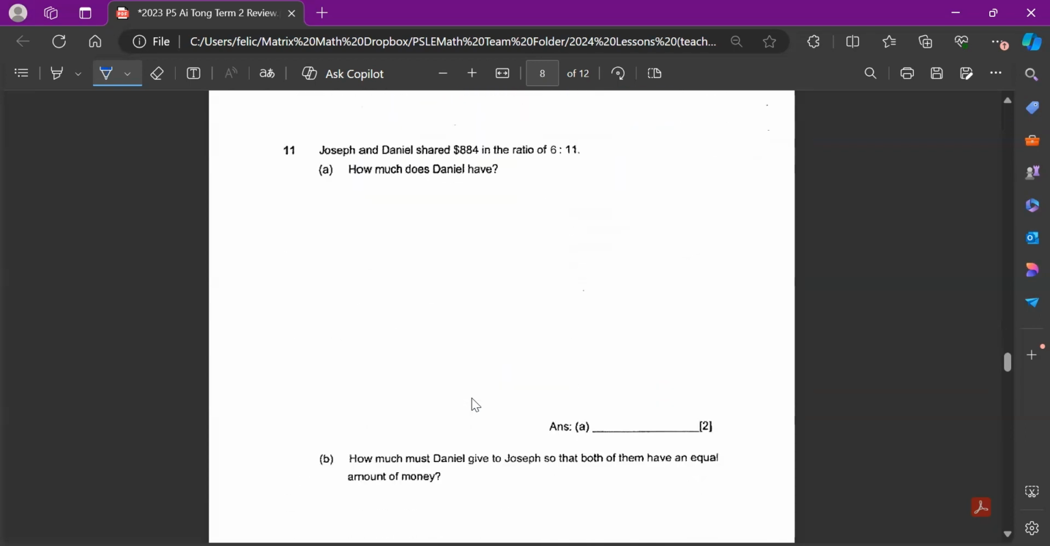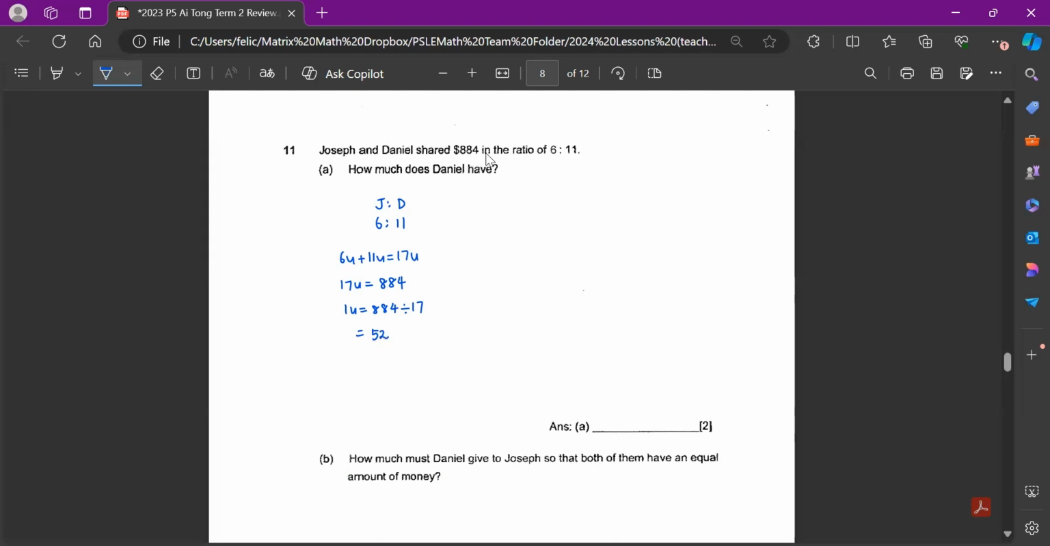Question 11. Joseph and Daniel shared $884 in a ratio of 6 to 11. So write the ratio first, J to D, 6 to 11. How much does Daniel have? Okay, so 884 is what you're sharing, and that means 884 is the total. If that is the total, I add up the total units, and I can say this 17 units will be the $884. So of course, find one unit, which will be 52.